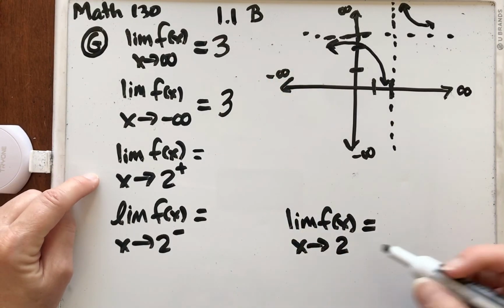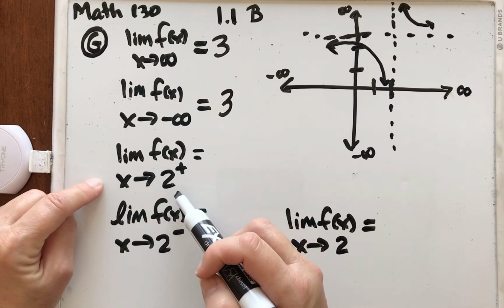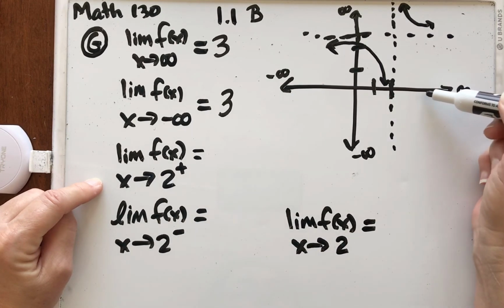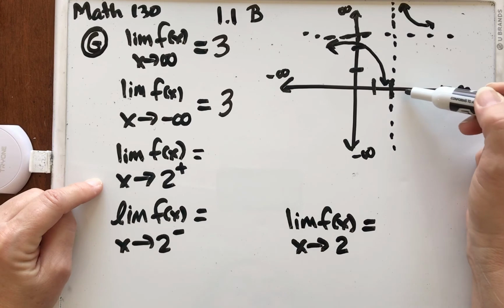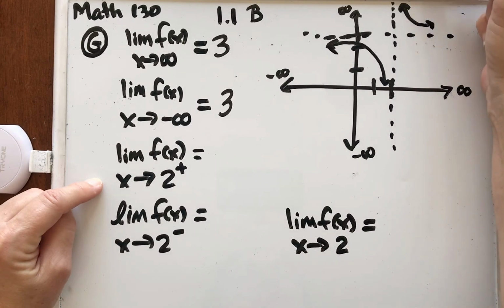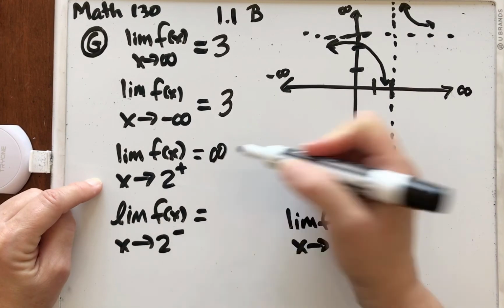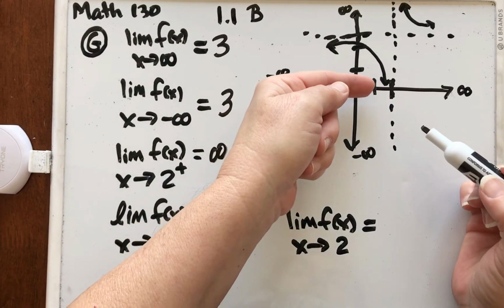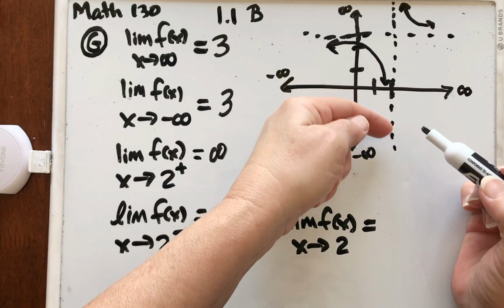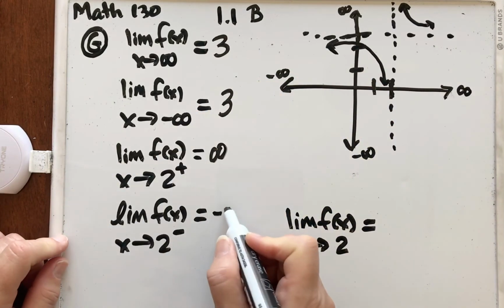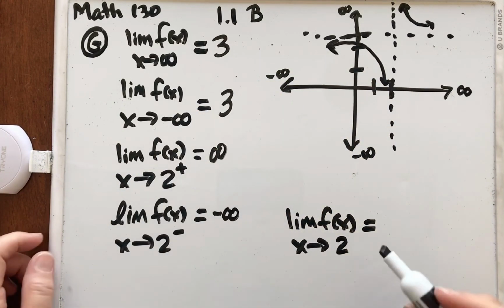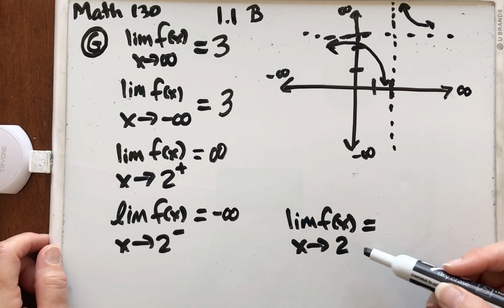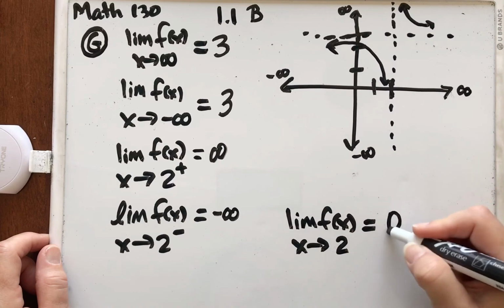Okay. Now let's look at the limit of f of x as x approaches 2 from the right. So here's 2, and we're approaching 2 from the right. Now from the right, we can see f of x is going to positive infinity. And as we approach 2 from the left, this is going down to negative infinity. So, the limit of f of x as x approaches 2, does it exist? No, it's undefined, D and E.